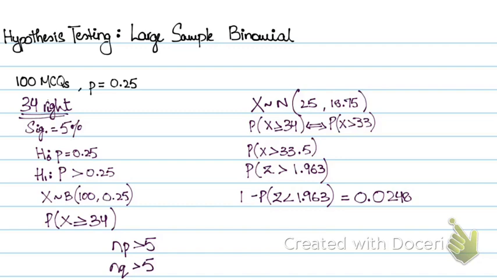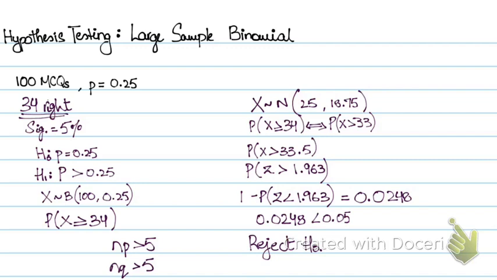Now you compare it to your significance level. So the calculated probability is 0.0248, and your significance level is 0.05. So clearly your calculated probability is less than your significance level, and when that's the case, you reject the null hypothesis. That means we have evidence to conclude that the student was not guessing the answers. In fact, he knew some of his stuff.